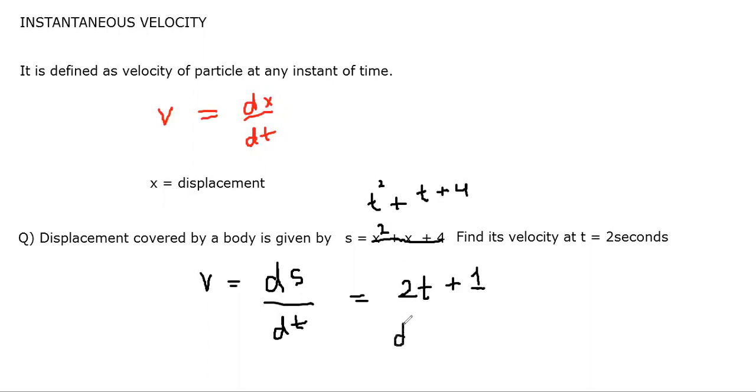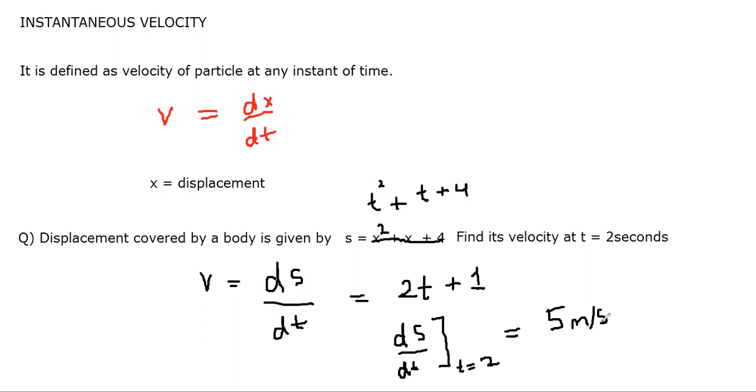Now you have to find velocity at 2 seconds. So how do you write it? ds by dt. Make a bracket over here like this and write t is equal to 2. This is the way that you have to write. So when you substitute 2 in place of t, what do you get? 2 multiplied by 2 is 4, 4 plus 1 is 5. So the answer to this question would be 5 meter per second. And this is the way you have to solve questions related to instantaneous velocity.